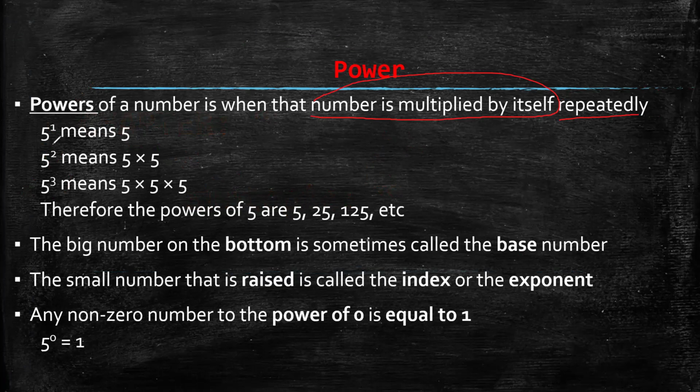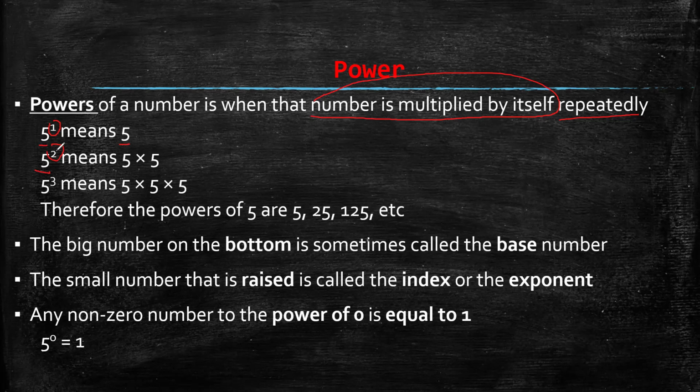So what does it mean? For example, we have 5 raised to the power 1. The answer is 5 because the number is multiplied by itself repeatedly. How many times we have to repeat depends on the power, or we can say index or exponent. I will explain that. Now 5 raised to the power 2 is known as the square of 5.